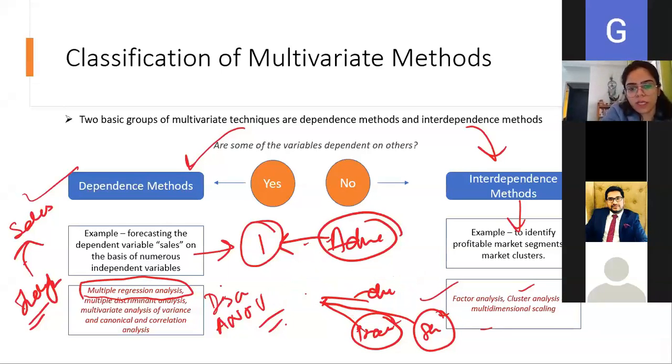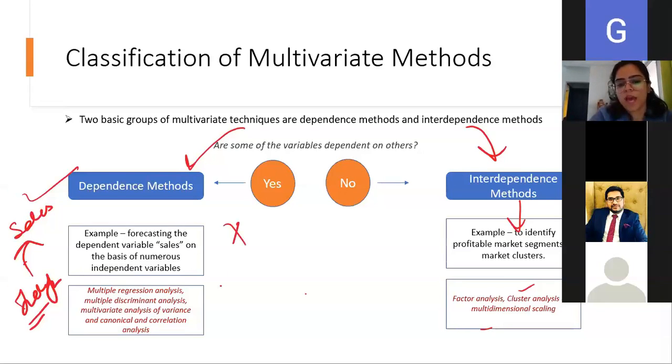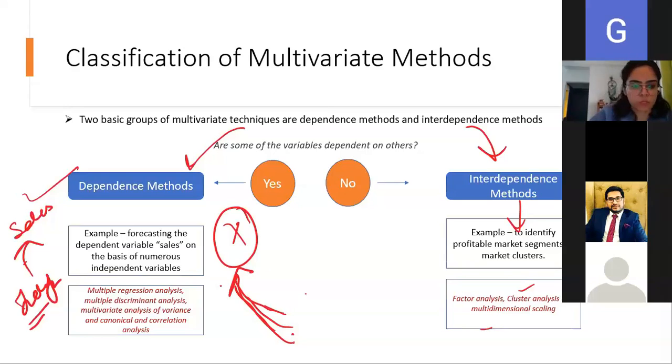So the only takeaway from this slide is that multivariate analysis can be divided into two types: dependence method and interdependence method. When we are checking the interdependence of all these variables over each other, it is an interdependence method. But when we have one dependent variable and we are checking the dependence of all the independent variables on just one, or any one variable, that is a dependence method. It can be one, it can be more than one.